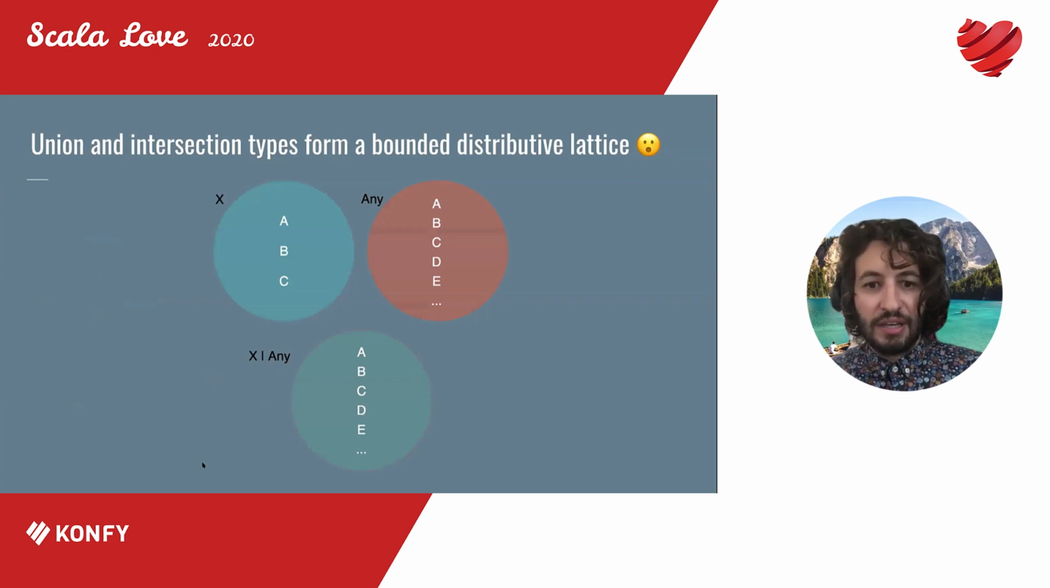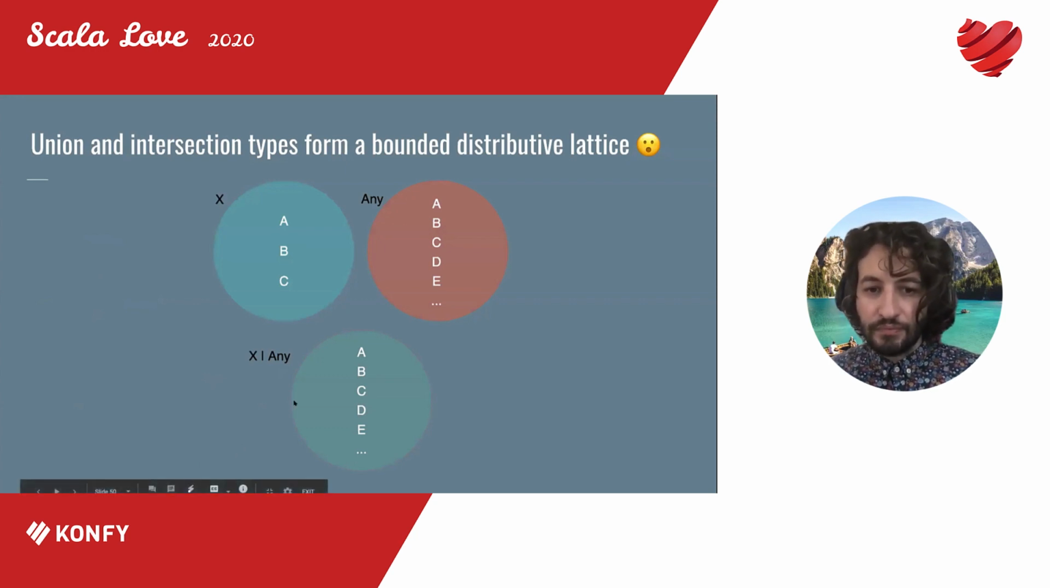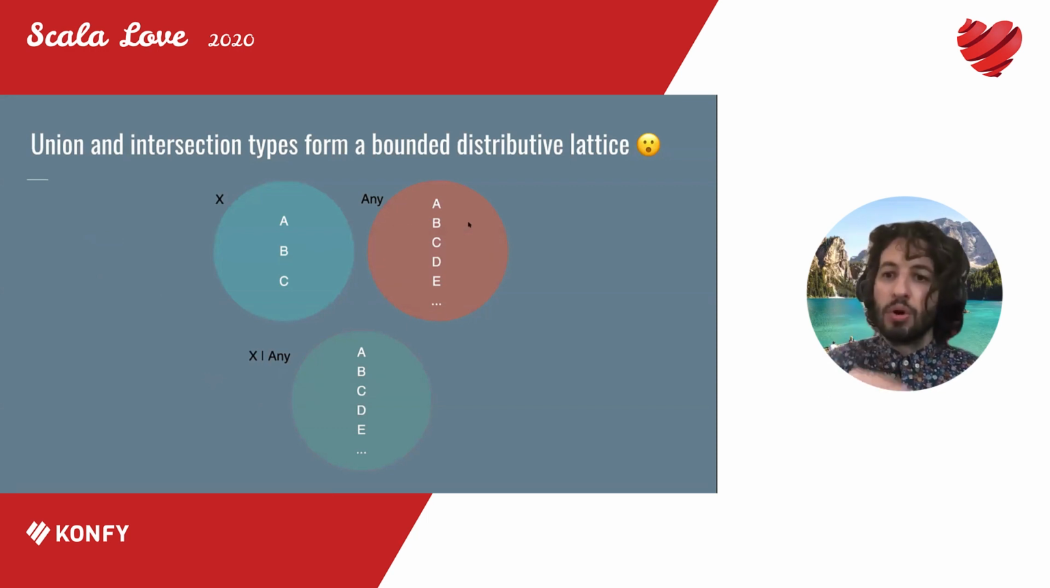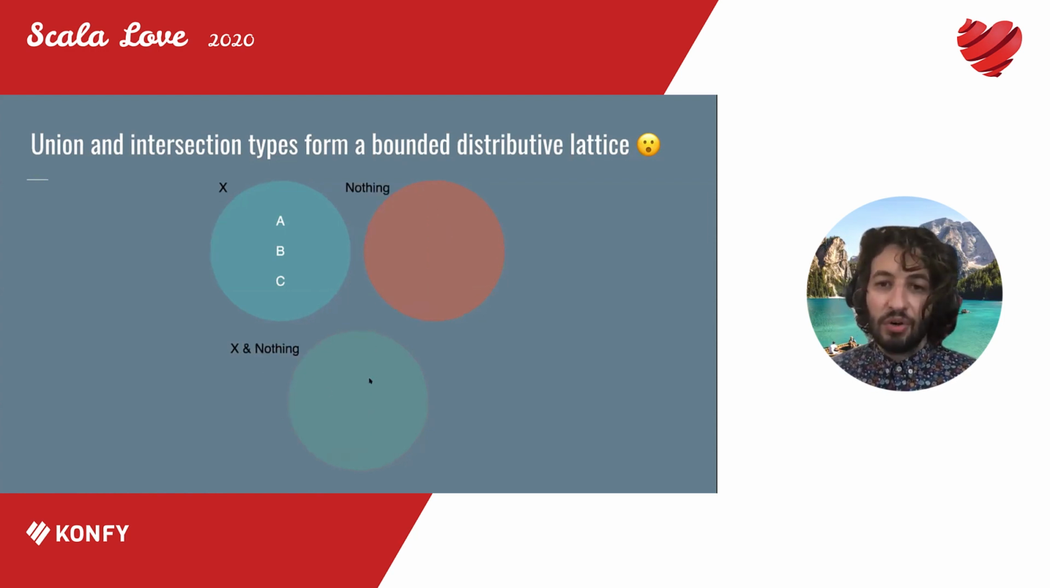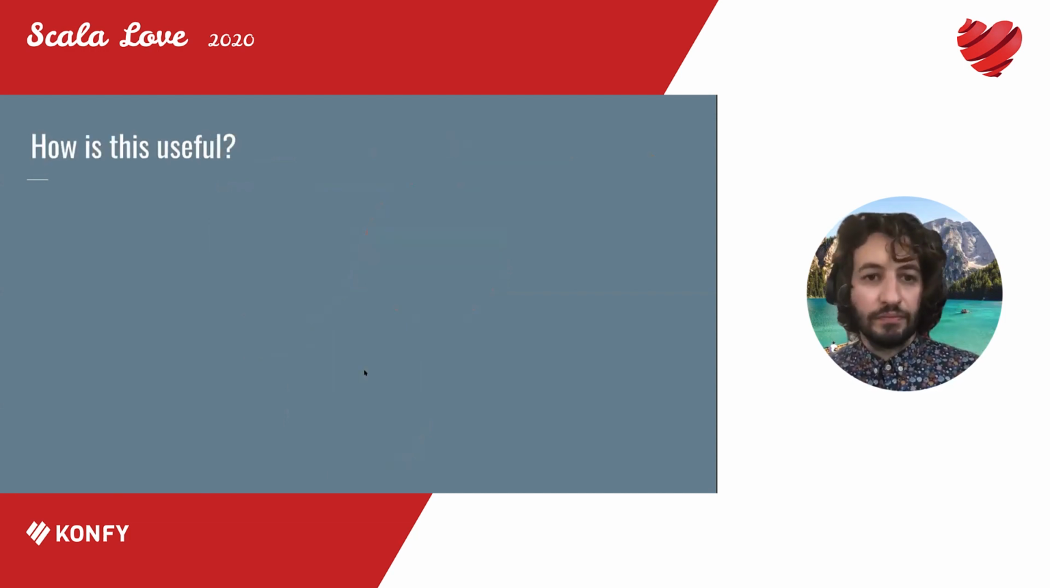Yeah, we can see this again in these Venn diagrams. If we union with any, any is going to absorb this X. So X union any is the same as any. And the same goes for intersection with nothing, where if we intersect with nothing, those two sets right here, they don't have an intersection. So this just becomes nothing.